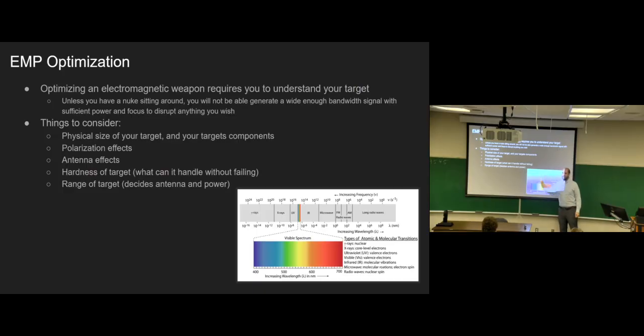And then the last thing is range. This radiation drops off in effectiveness over distance. So you need to consider for your strategy, how far is this thing going to be on average from me? That also informs your antenna design and that informs your power requirements. And now we'll talk about the polarization stuff.